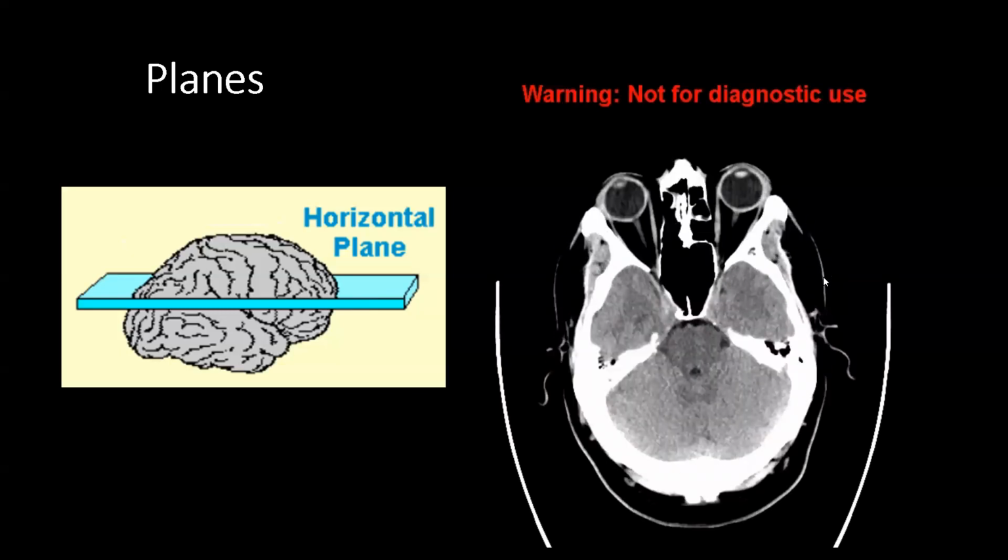Again, we imagine the patient's feet facing us, laying down and looking up at the ceiling. And we're looking at them from below. So this is the patient's eyes. So this is anterior. This is posterior. This is the patient's right, and this is the patient's left. Again, just remember they're laying down with their feet facing us and we're looking at them from below.